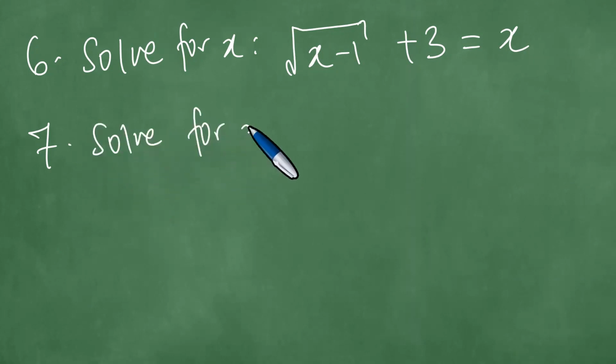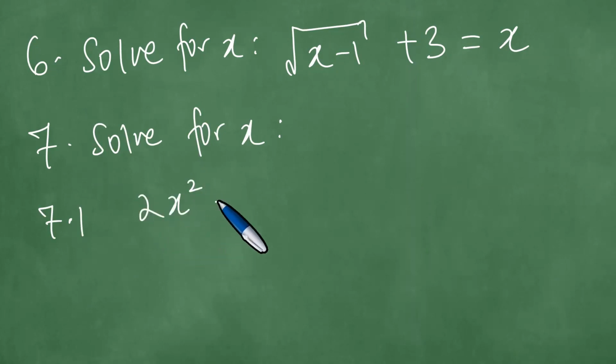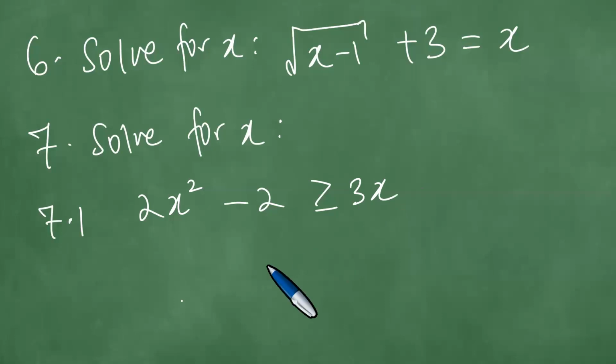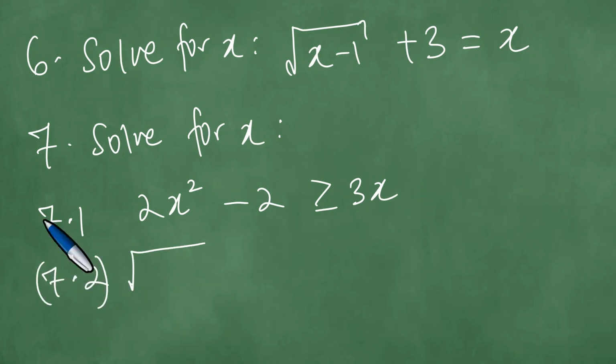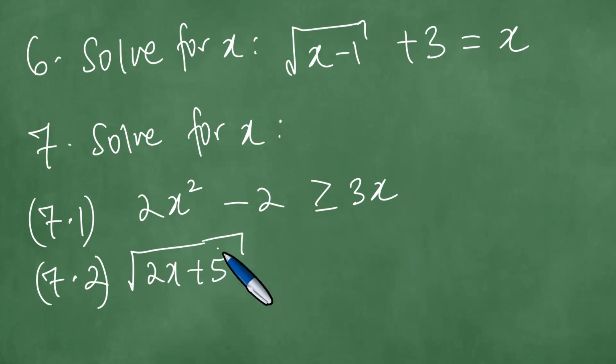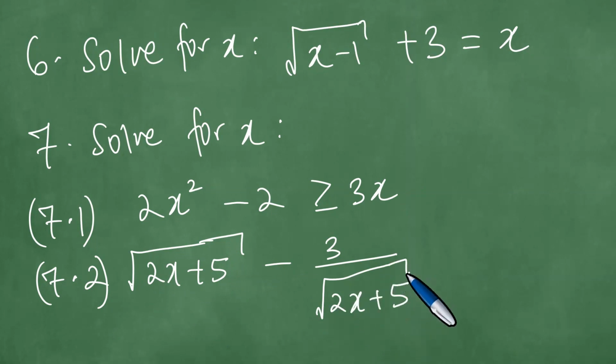Now we say solve for x. Okay, now we have 7.1, which is 2x squared minus 2 is bigger or equal to 3x. 7.2, we have the square root of 2x plus 5, minus 3 over the square root of 2x plus 5, is equal to minus 2. Okay, so yeah, these are the activities, home activity.